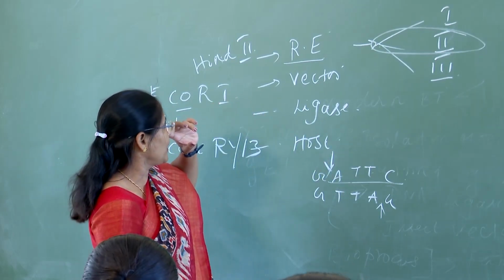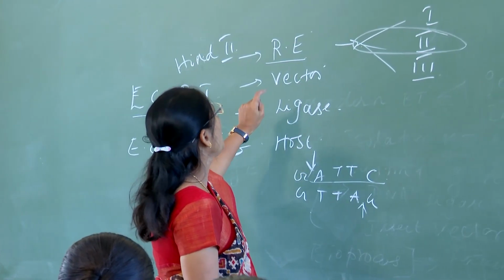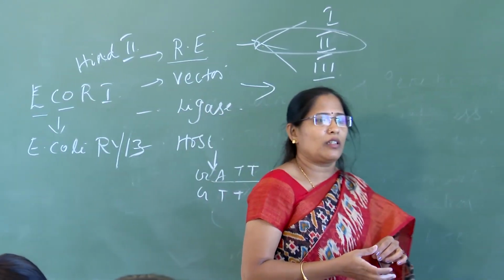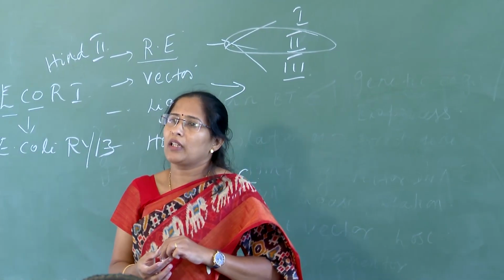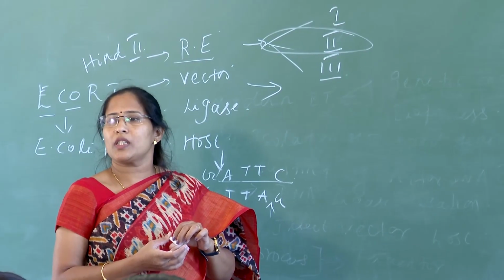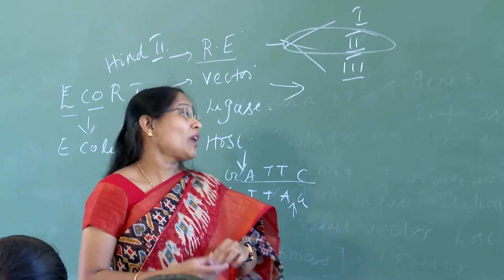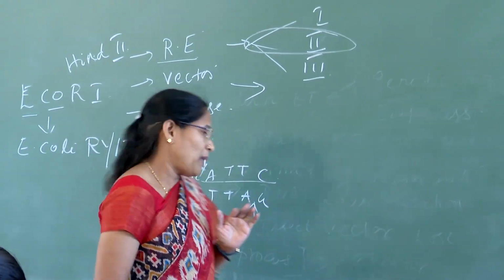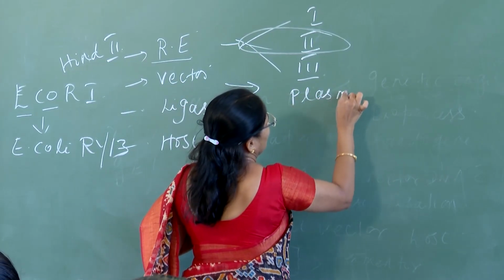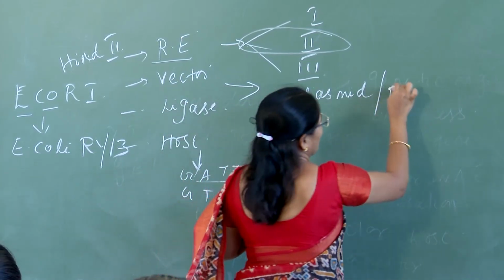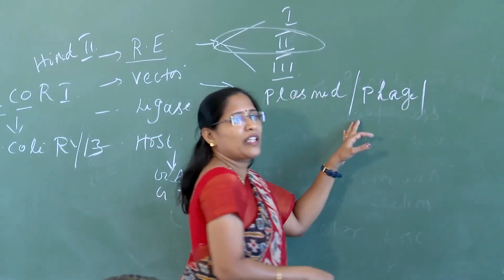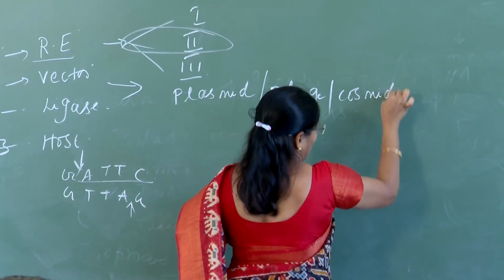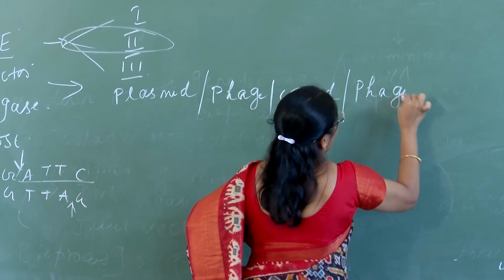Then following that, what are the other things that you need to know over here? Okay, fine. Next comes your vector. Which is the first developed vector? What are the different types of vectors that are available? First, plasmid, then phage, that is a virus, a bacteriophage you can use. Then you can use a plasmid, you can also use a phagemid.